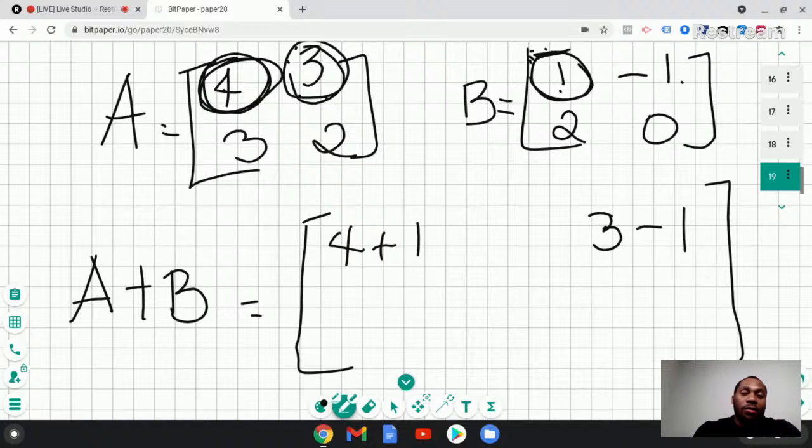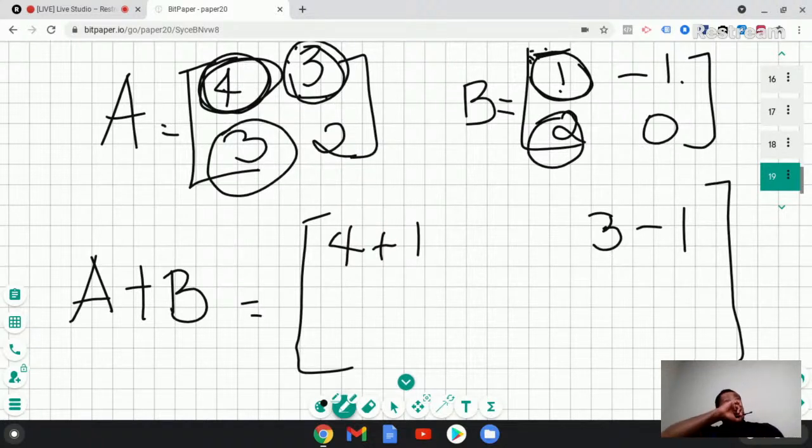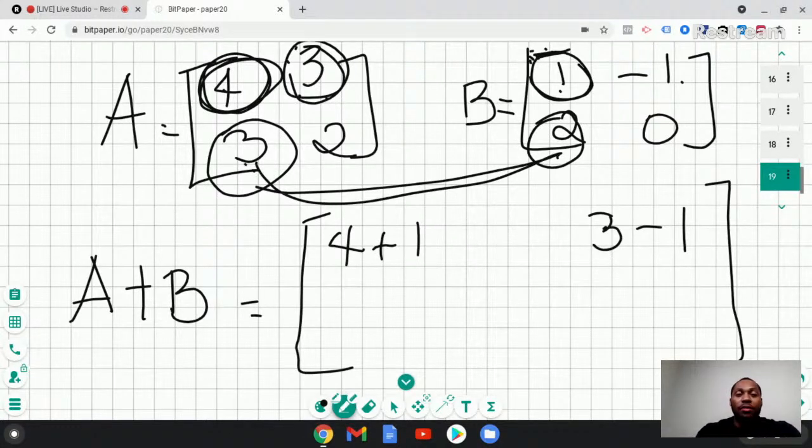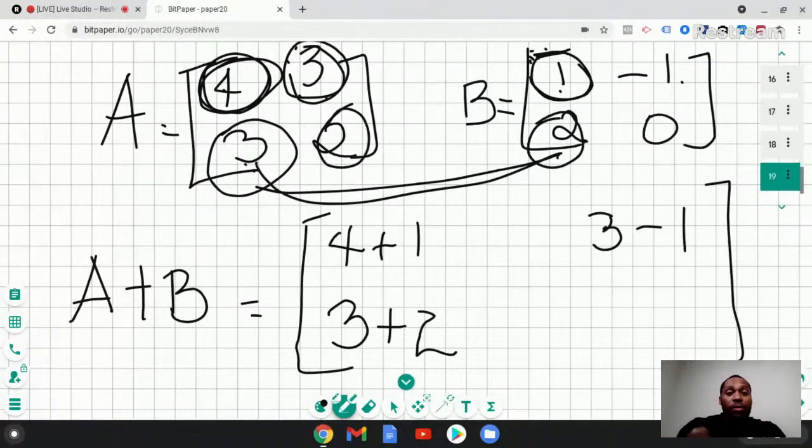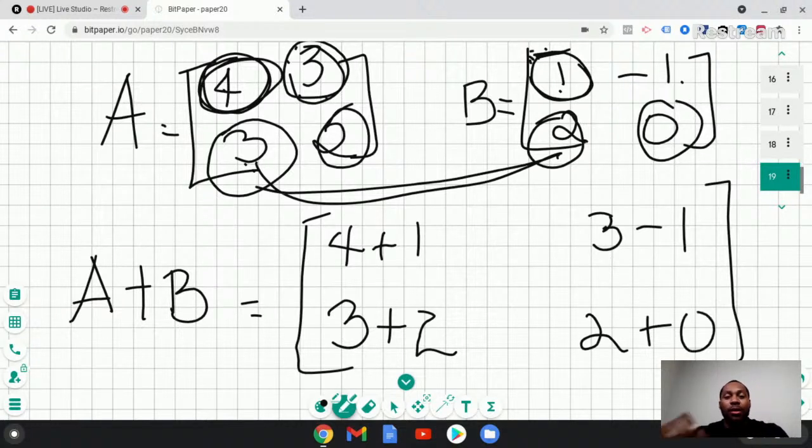And here, second row, first column. So you add the corresponding entry. So 3 plus 2, right? Second row, second column, 2 plus 0. Now this is easy, right? We just add what we have.